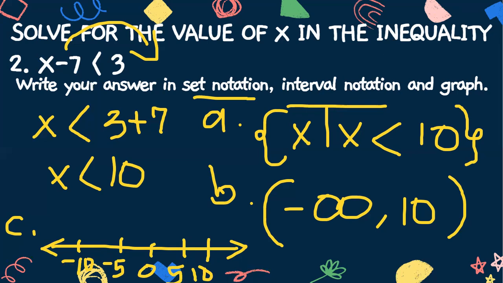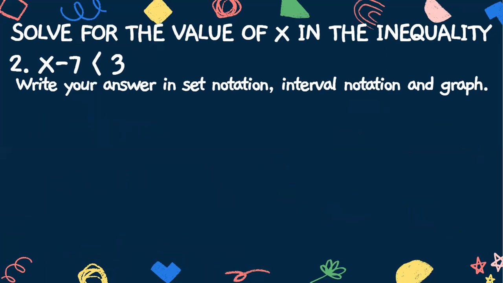Here it is only open, because we use a parenthesis since it is less than. And then our arrowhead goes to the left. So it is open at 10, not shaded or closed, going to the left. So that is our graph. Alright? That is example number 2.